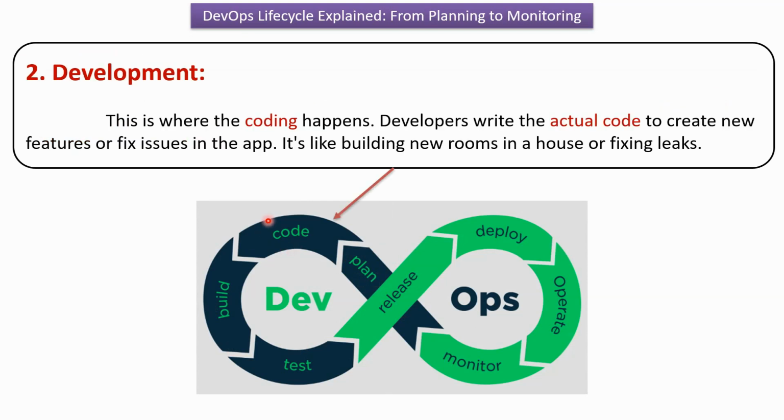The second step is development. This is where the coding happens. Developers write the actual code to create new features or fix issues in the app. It is like building new rooms in a house or fixing the leaks.